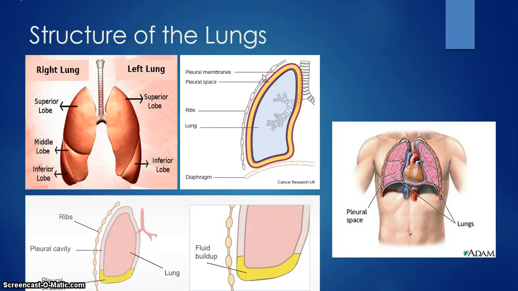Within the pleural membrane lies the first layer of the lungs. This is known as the visceral pleura. The main function of the visceral pleura is that it gives a smooth, slippery surface to the lungs and allows it to move freely in the parietal pleura. So as you can see here, there's the pleural membrane. The pleural membrane goes around the whole of the lung.